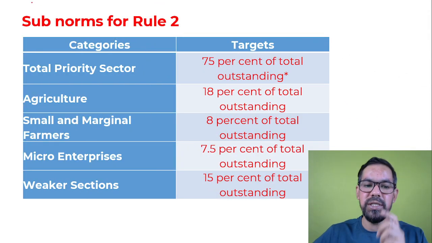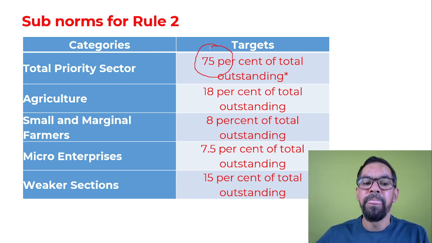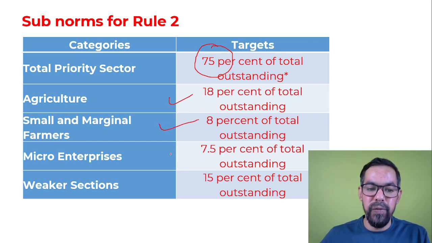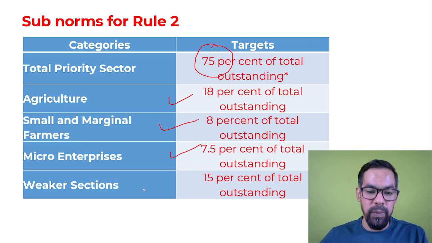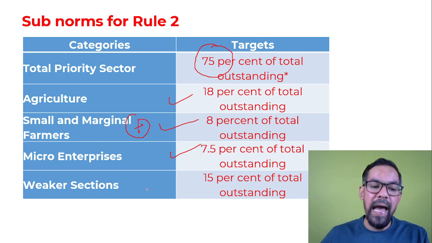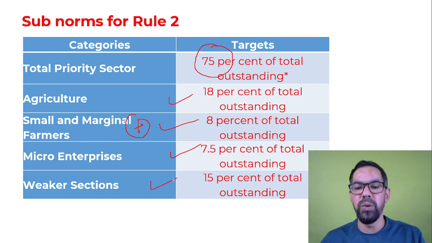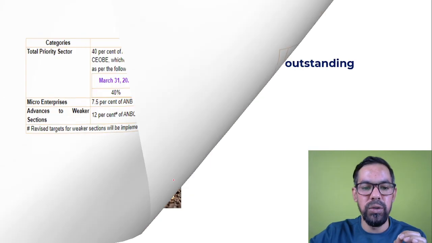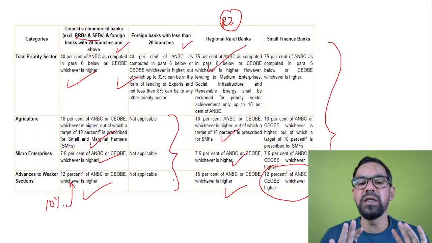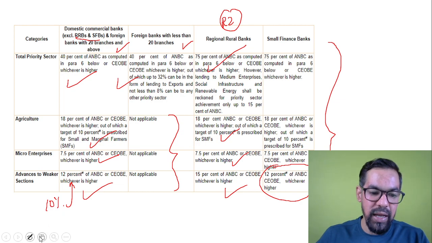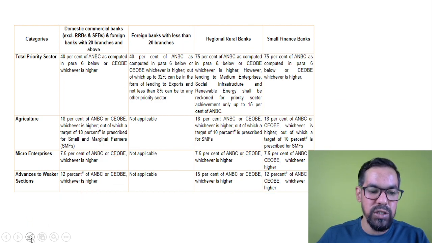Okay, so this is the subnorms guidelines. Total target is 75%. Agriculture is 18%. Small and marginal is 8%. Micro enterprises is 7.5%. And there is a new category, small and marginal farmers, 8%. And weaker section, 15%. Now I'll come back to this chart. This is the present scenario where in one go you have to remember these particular things, so you'll get more clarity.